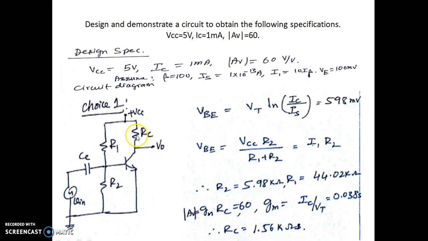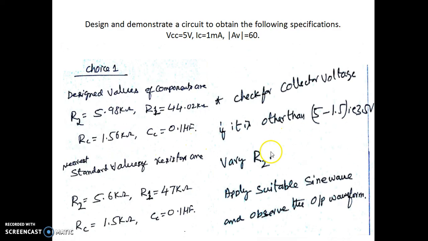VCC, and if 1 milliampere current is flowing, since the value of RC is 1.5K, there's a 1.5 volt drop. It is 5 minus 1.5, which happens to be 3.5 here. So we are supposed to get a 3.5 volts DC voltage at the collector point. If it is 3.5, then it is fine. If it is not close to 3.5, then we have to change the value of R2 so that we can get it close to 3.5.